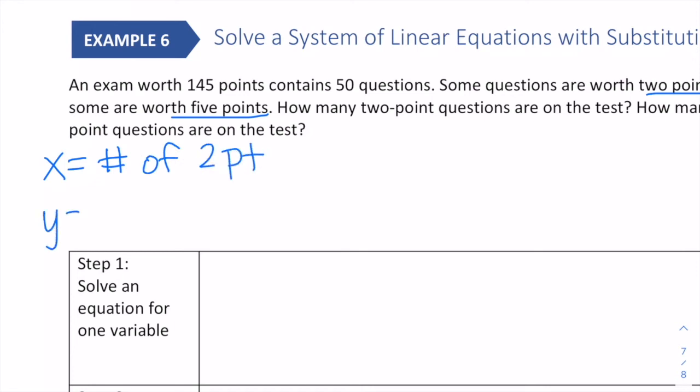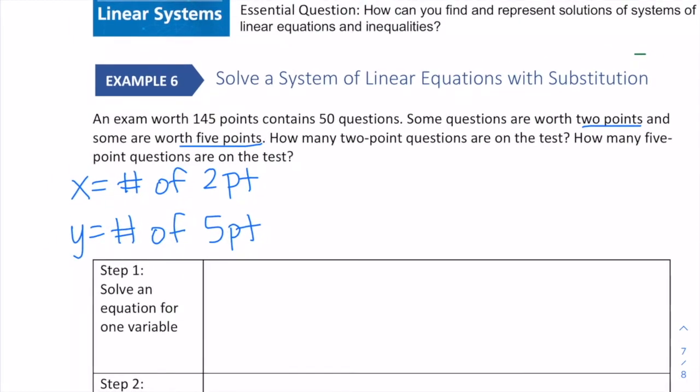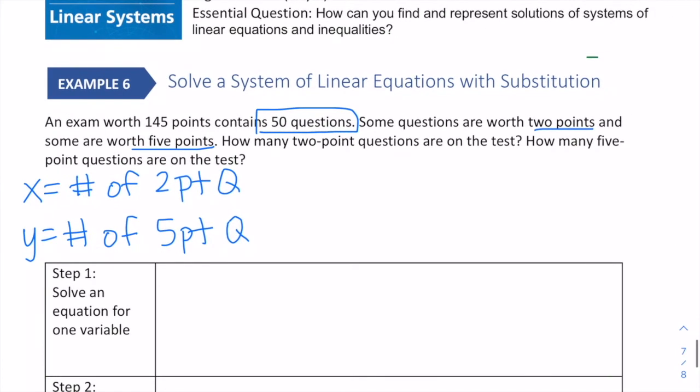And then y will be the number of 5-point questions. I'll just put a Q there for questions. Okay, so how many total questions are there? The total amount, or the number of questions, was 50. So x plus y equals 50.